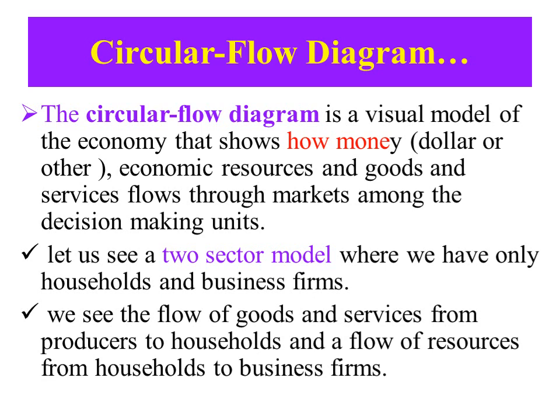Let us see the 2 sector model, where we have only households and a business farm. That means there is no government in between. We see the flow of goods and services from producer to the household and the flow of resources from household to the business farm. Let us see.